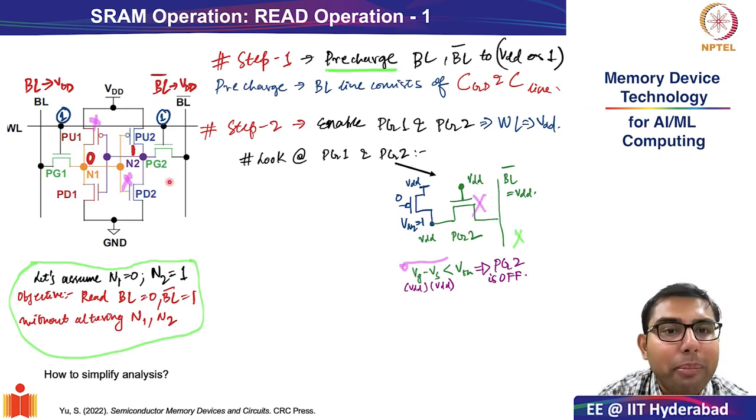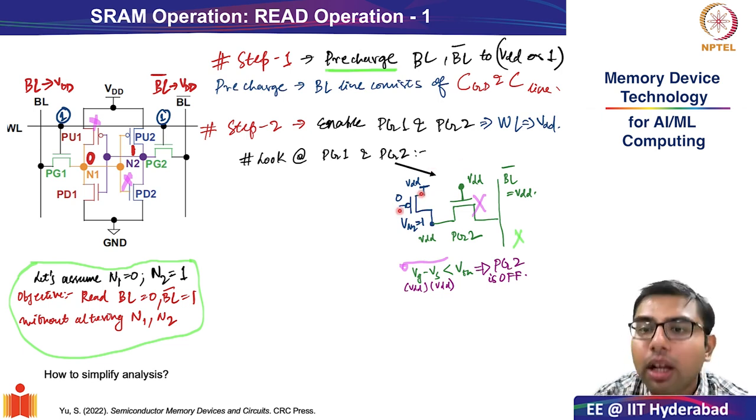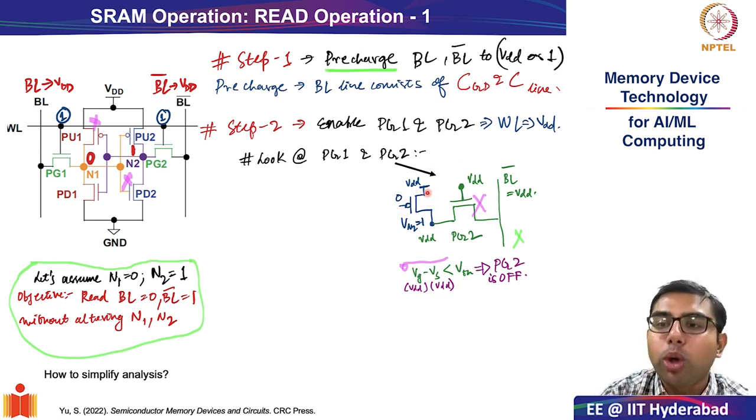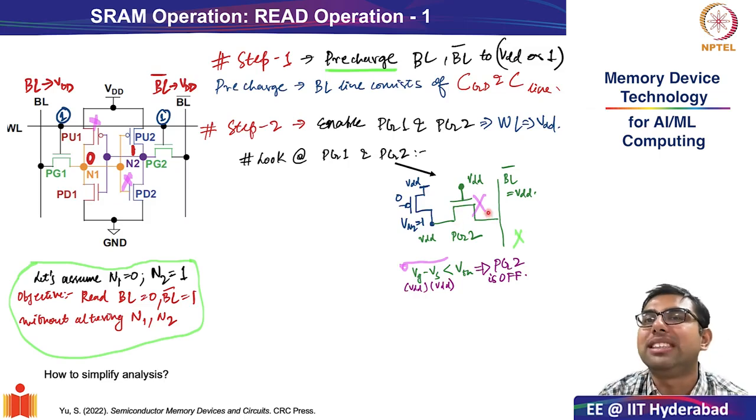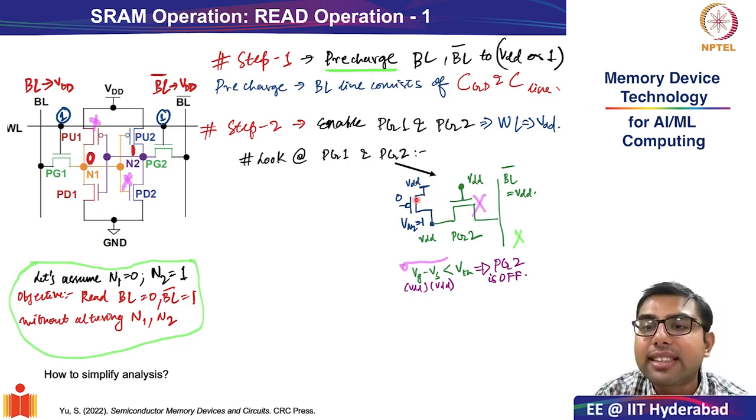Now this image is becoming a bit more messy, so I have removed the pull down transistor, which is not very important as we just discussed, and just redrawn the schematic for the pull up 2 and pass gate 2 transistors. So this is a cleaner image. This is the pull up 2 transistor and this is the PG2 transistor. Let us evaluate the voltages at different nodes of this connected transistor pair. We see that VDD is connected to the drain of the PU2, and at the source is also VDD.